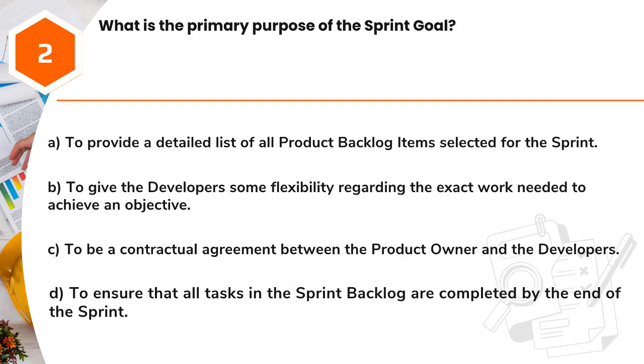Question 2. What is the primary purpose of the sprint goal? A. To provide a detailed list of all product backlog items selected for the sprint. B. To give the developer some flexibility regarding the exact work needed to achieve an objective. C. To be a contractual agreement between the product owner and the developers. D. To ensure that all tasks in the sprint backlog are completed by the end of the sprint.